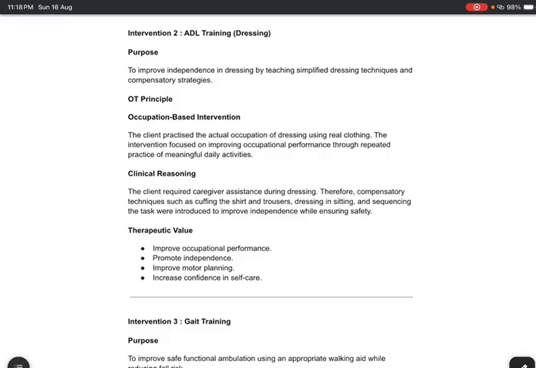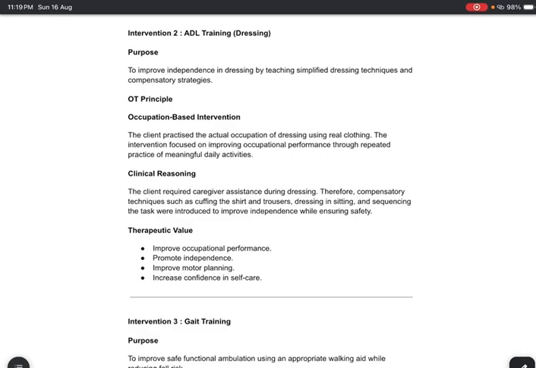K had an MBI dressing score of 5 out of 10 and required assistance during dressing. Therefore, compensatory techniques were introduced to reduce the balance demand of dressing and promote greater independence. During the intervention, Mr. K demonstrated good motivation and preferred to perform the activity independently. Verbal cues and physical assistance were provided only when required, while close supervision was maintained for safety.